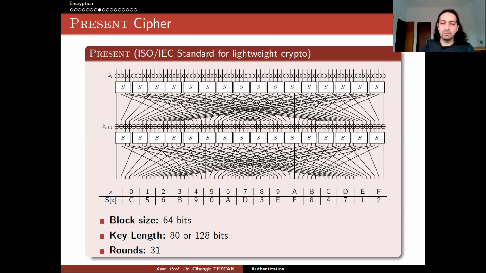But of course, implementing algorithms that work on bits is not that easy in software, because this is a hardware-oriented encryption algorithm. When you're implementing, it will be hard to take this bit and move it to here and so on. But you can do it with 3 instructions at most. So it is as simple as that.